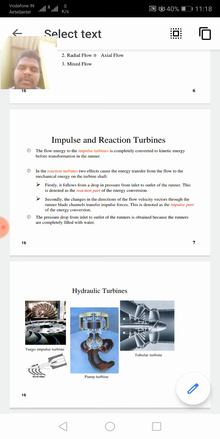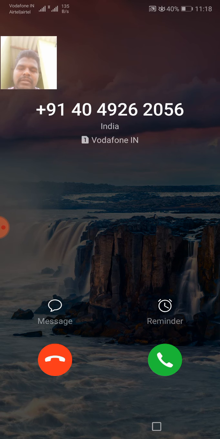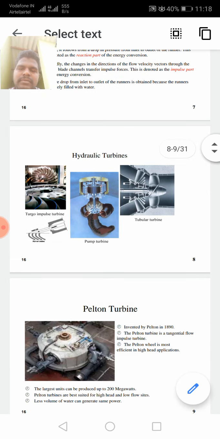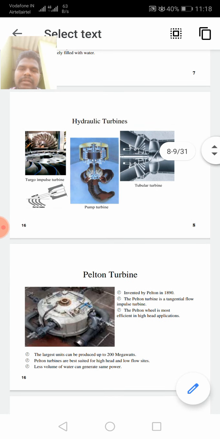The pressure drop from inlet to outlet of the runner is obtained because the runners are completely filled with water. In this hydraulic turbine picture, we can see the Turgo impulse turbine, pump turbine and tubular turbines.